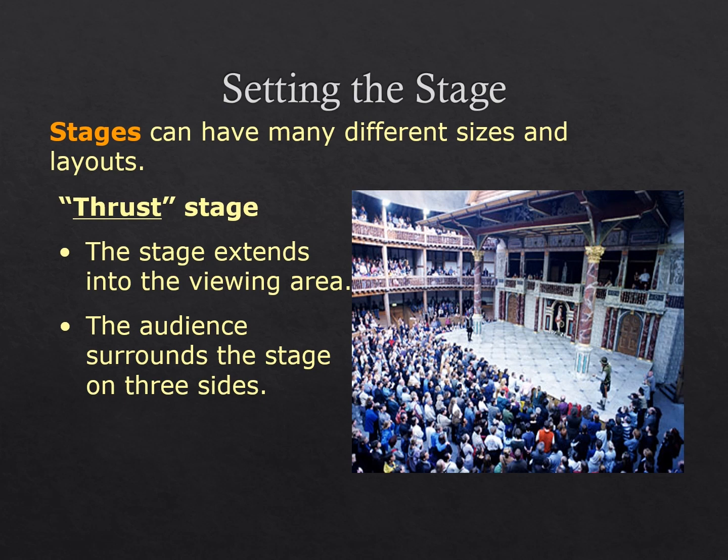We have the commonly called thrust stage. The stage extends into a viewing area where the audience surrounds the stage on three sides, like an arena, but not the arena which has a circular form or a semicircular form. A thrust stage is what you see on the screen. That's the example given on the picture.